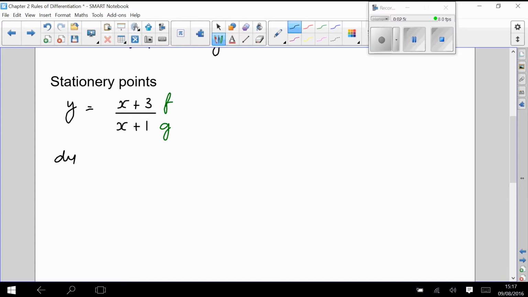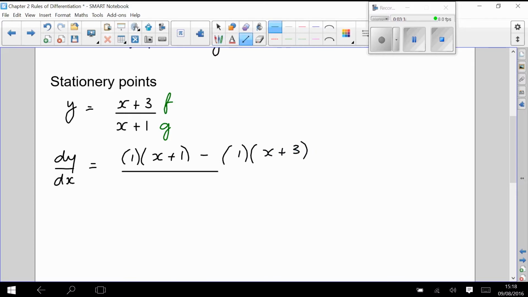Remember that when I find the derivative using the quotient rule, I start by saying, what is the derivative of f? And times that by g. And then minus, what is the derivative of g? And times that by f. And I must write that all over the function of g all squared. So that's going to be over x plus 1 all squared.